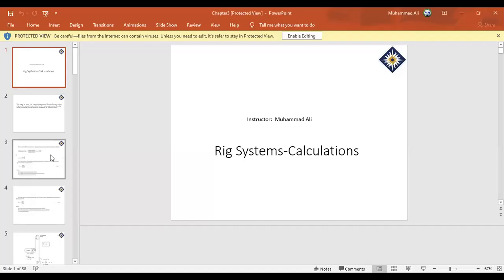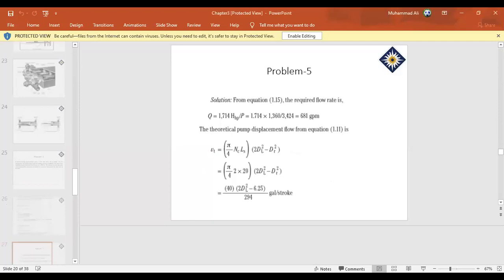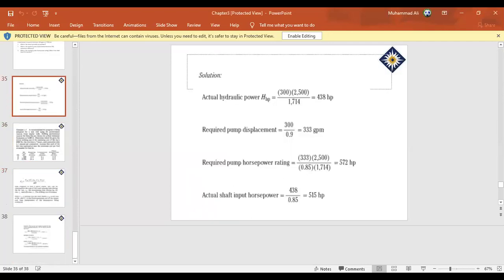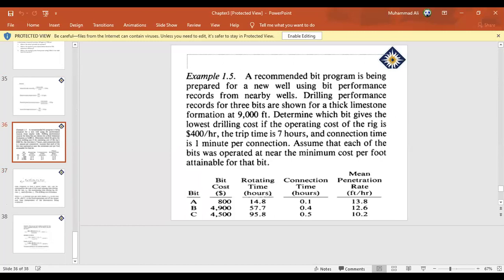In this rig system calculation, if you go to the last example, we have an example like this one. Let's read what it says. It says a recommended drill program is being prepared for the new well using bit performance records from the nearby wells. Okay, so now we are planning to drill the well, and we are looking at the performance of the nearby wells because we don't have the data for our reservoir for now. Drilling performance records for the three bits are shown for the thick limestone formation for 9,000 feet.